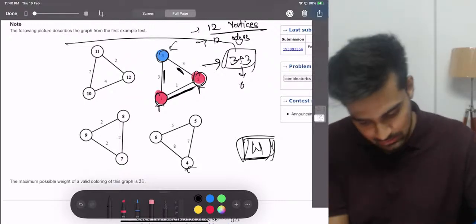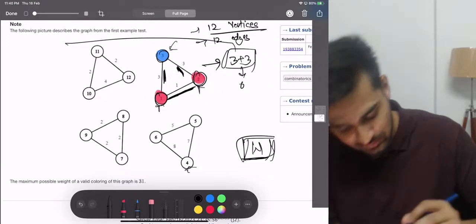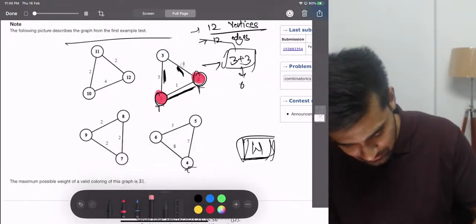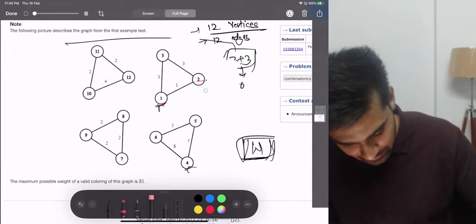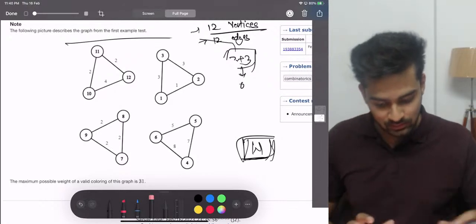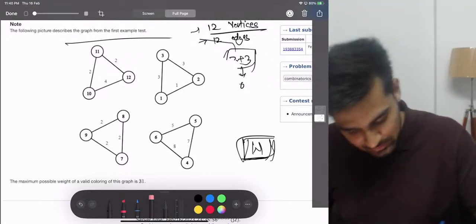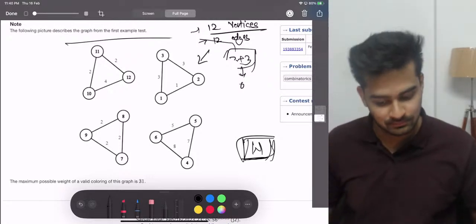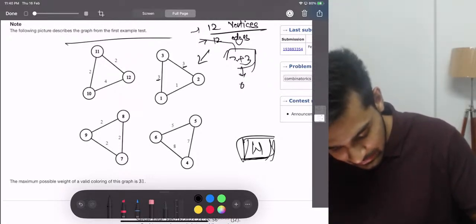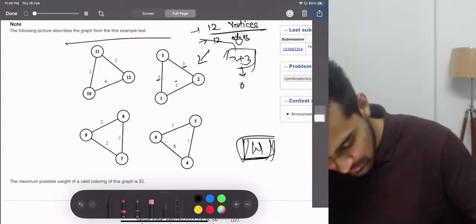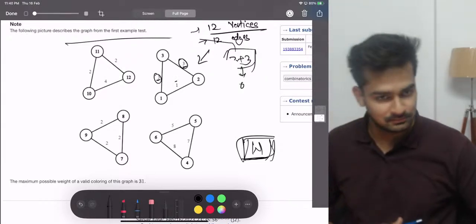Okay, so for this one we took these two. Now let me remove all these things. So let's look at every triplet now. Let's look at one triplet with 1, 2, 3. If you look at the very first triplet, we have edges 3, 3 and 1. Since we have to maximize the weight, we need to take the edges with weight 3 and 3.